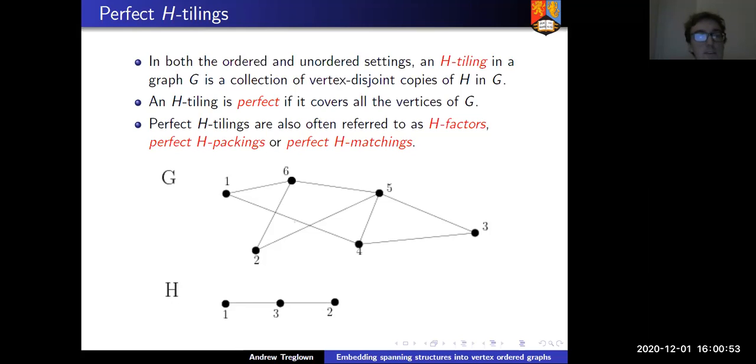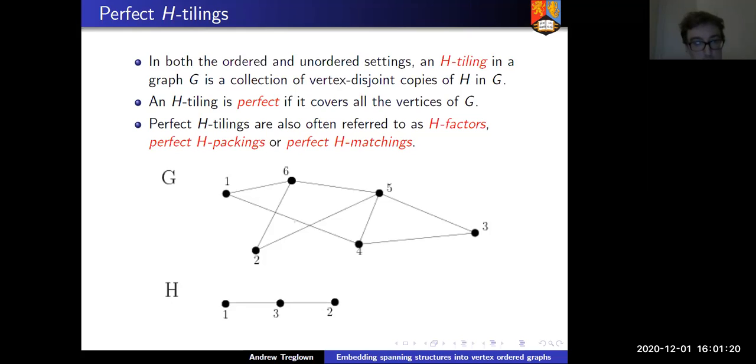In this talk, I'm using the notation of perfect H-tiling, but sometimes I've used the notation of H-factors, perfect H-packings, perfect H-matchings. It depends who my co-author is. People have different tastes in what they call them. If you've seen any of these notations before, we mean the same thing. So we'll be looking at perfect H-tilings.